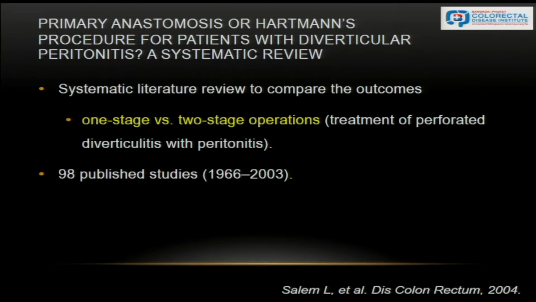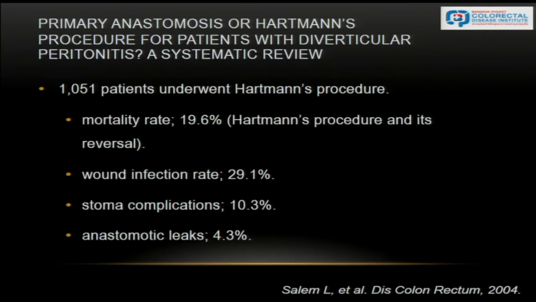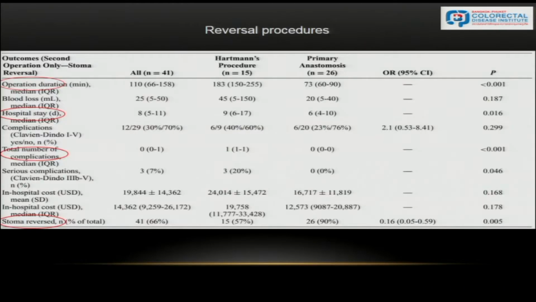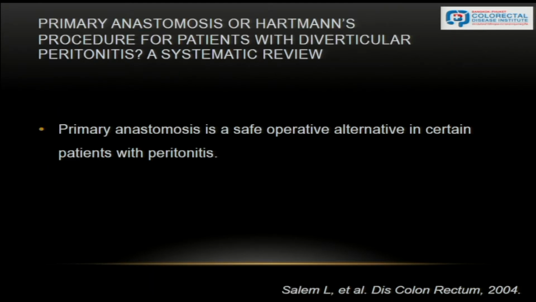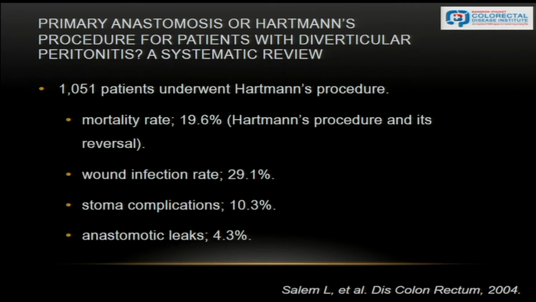The first literature that is quite interesting to me compares 1-stage and 2-stage operations to treat these conditions. The report gathered 98 published studies and 1,051 patients back then in 2004. They all went to Hartmann procedure. And you could see the mortality for Hartmann procedures is around 20%, which is very high. And wound infection at 30%, that's not surprising.